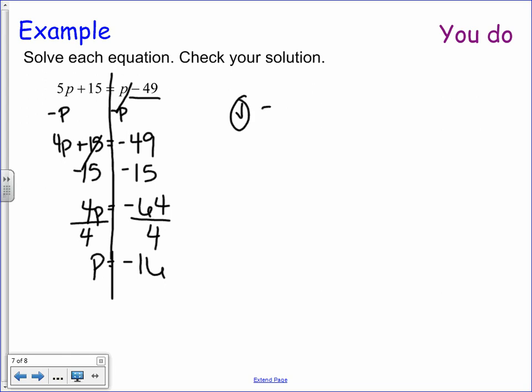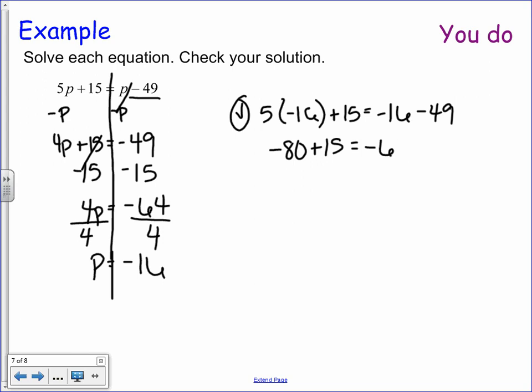So I'm going to check here. 5 times negative 16 plus 15 equals negative 16 minus 49. And 5 times negative 16 is negative 80, plus 15 equals negative 16 minus 49 is negative 65. Negative 80 plus 15 is negative 65, which equals negative 65.